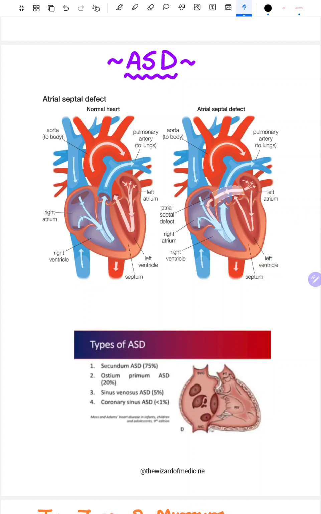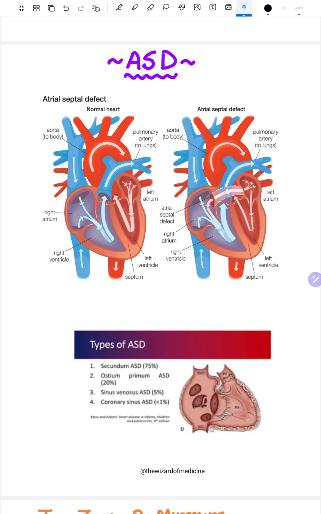We have the ostium secundum ASD, the ostium primum ASD, the sinus venosus ASD, and the coronary sinus ASD. You can see here this lesion is the ostium secundum, this is the ostium primum, this is the sinus venosus, and this is the coronary sinus. You must know from your innate revision classes that the coronary sinus is basically where the venous drainage of the whole heart happens. Between the ostium secundum and ostium primum, this gap is called the foramen ovale. Just a little information I'm delivering here.